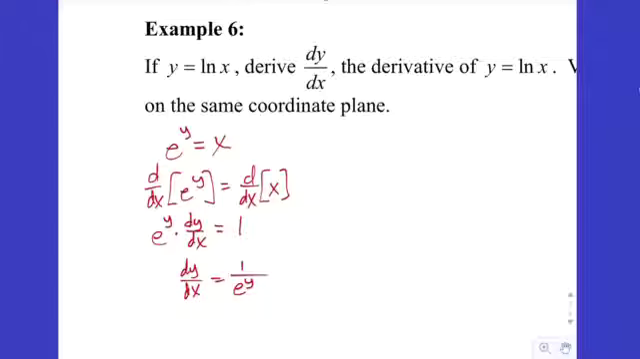And I'm no more satisfied with that answer than I was with the arc sine's derivative. Remember, it was in terms of y as well. So we had to draw a little picture and get the triangle. We don't have to draw a picture here unless you want to. What is e to the y equal to? It's equal to x.